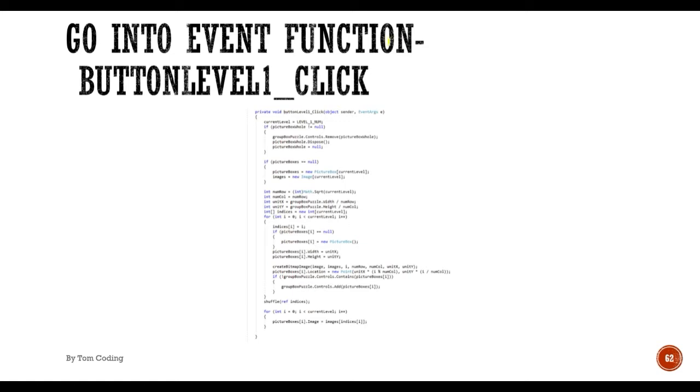We go into the event function button level 1 click. So inside we have this whole implementation for this event handler. So first we set the current level, then we remove the picture box whole. So because after we click the button 1, we don't need that whole image anymore, we just remove it.